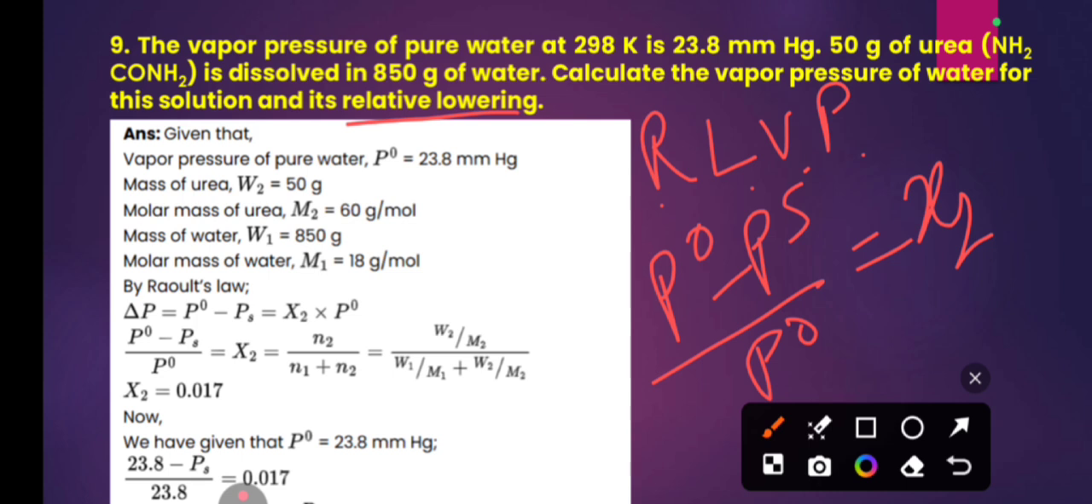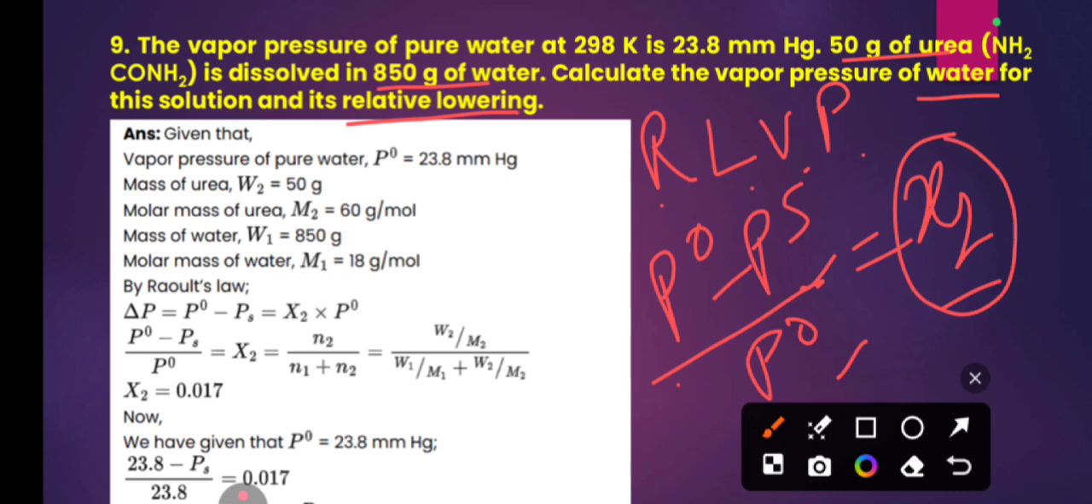And P naught, what is that? It is the vapor pressure in pure state. PS you have to solve. P naught again is given. What is X2? Mole fraction of the solute. The amount of water is given to you, that is 850 gram, and the amount of urea is also given, that is 50 gram. So you can solve X2 very easily.